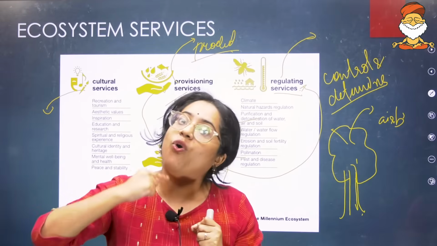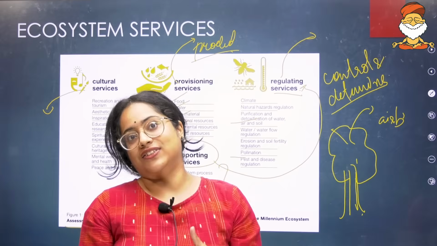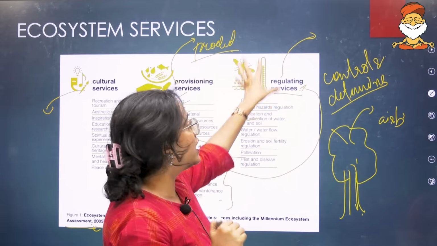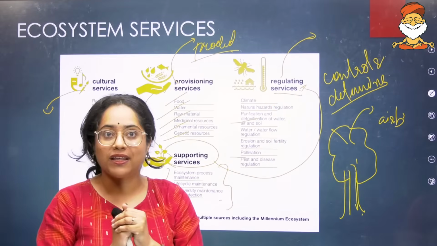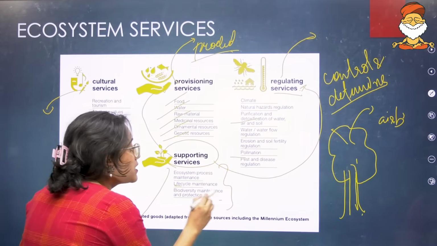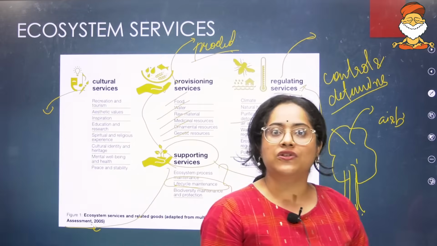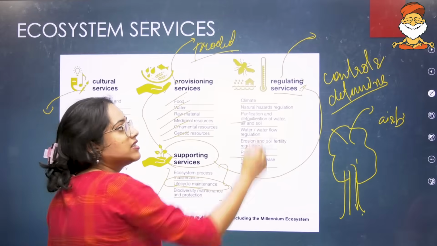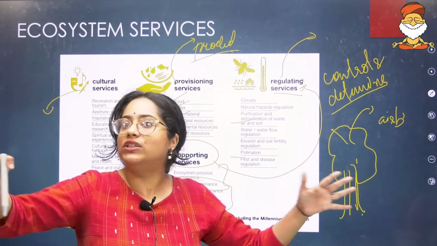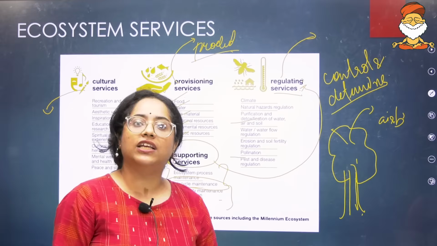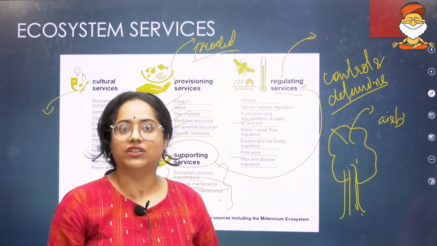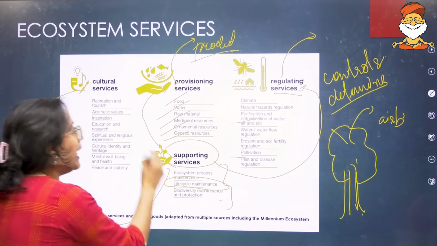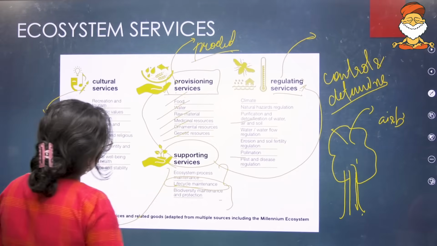So, supporting services are those services which help your ecosystem to function so that provisioning and regulating services are done in a proper manner. For example, life cycle maintenance is a supporting service. Why? Because if you do not have a life cycle, you cannot have provisioning and regulating. If the tree is not living through its entire life, then is there any point saying that the tree should give us provisioning, the tree should give us regulating? No, because the life cycle is not maintained. So, supporting services aid provisioning and regulating services.